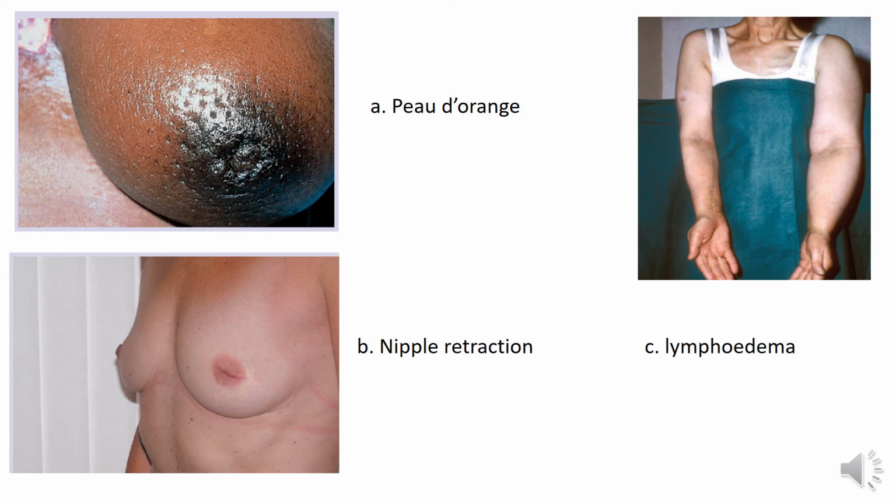The next diagram is nipple retraction. Remember we said nipple retraction occurs from infiltration of the lactiferous duct by malignant cells. Then the next diagram shown here is lymphedema, when the axillary lymph nodes are invaded by malignant cells. They are blocked and then they cause lymphedema. Remember that the axillary lymph nodes drain more than 90% of lymph from the breast.